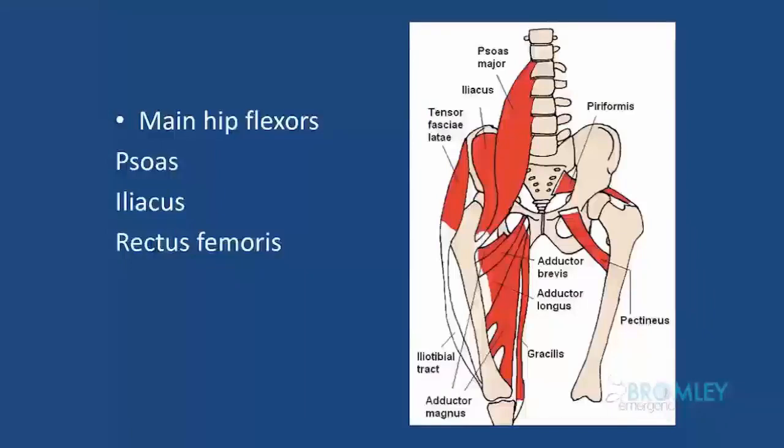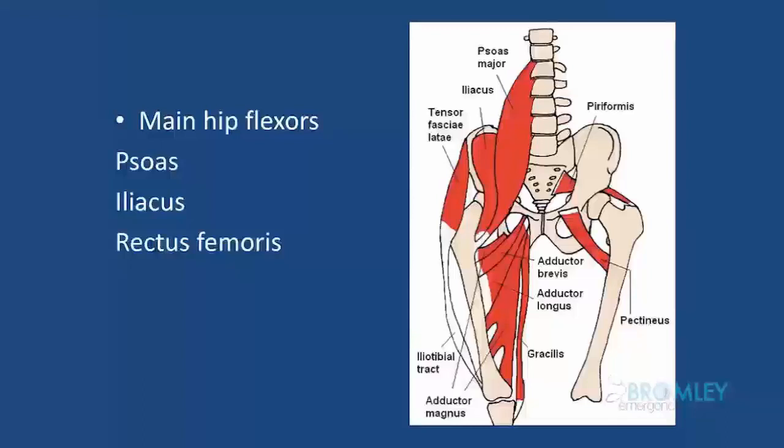Coming to the flexors of the hip, there are 3 muscles we need to consider: the psoas, iliacus and rectus femoris. So psoas arises from the lateral side of the 5 lumbar vertebrae, L1 to L5. It converges and then inserts along with iliacus onto the lesser trochanter. So iliacus arises from a large area of the inside of the iliac crest, and the 2 of them converge and insert on the lesser trochanter.